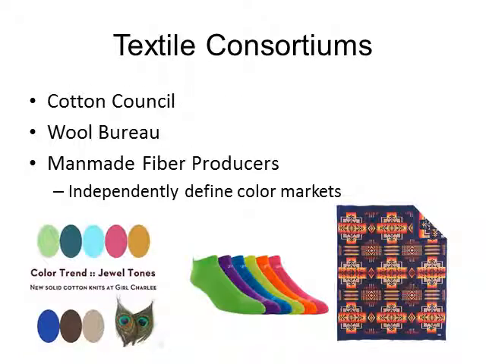Textile consortiums. These are more for your fiber-based products. So there's the Cotton Council, the Wool Bureau, and man-made fiber producers. They independently define their color markets, and they use a lot of science and technology, like what's happening in fabric development, to pick their own weave or fabric structure, and then they pick whatever colors they want.